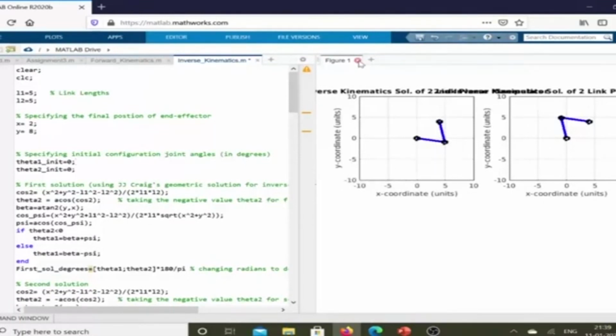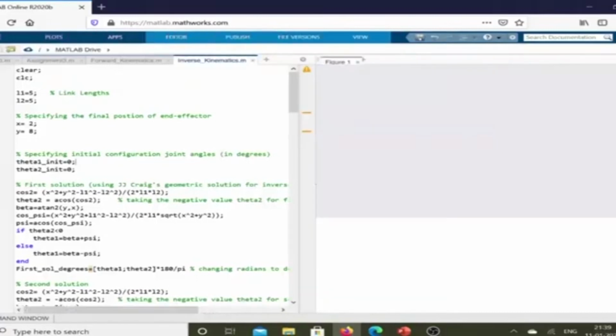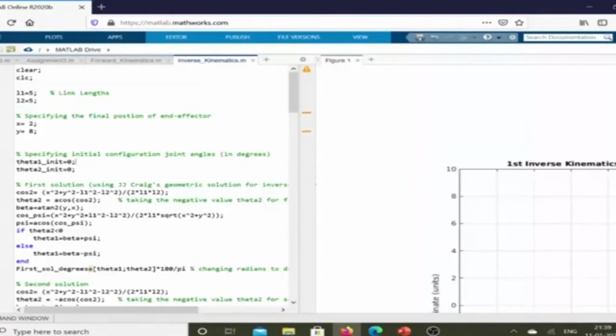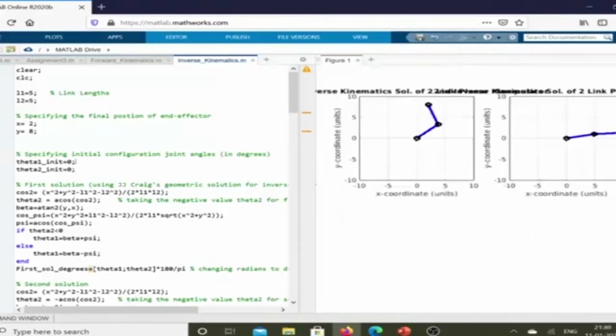Let me shut this down. Now let me run it and see what it does. So x is 2 and y is 8. It has started plotting the first one. The first thing it does is check whether it is inside or not. Now it has plotted the first one. You can see where the end effector has gone: x is equal to 2 units and y is equal to 8 units. Similarly, the second solution has also gone to 2 units and 8 units. If I click there, you see it says 2 and 8.